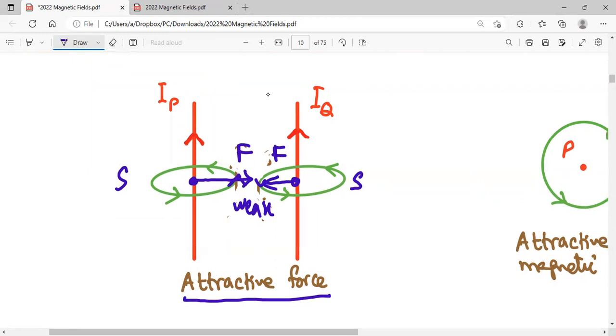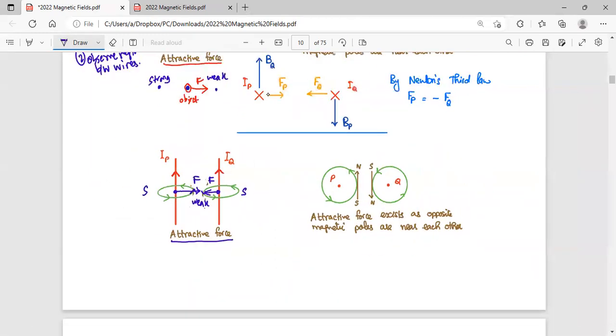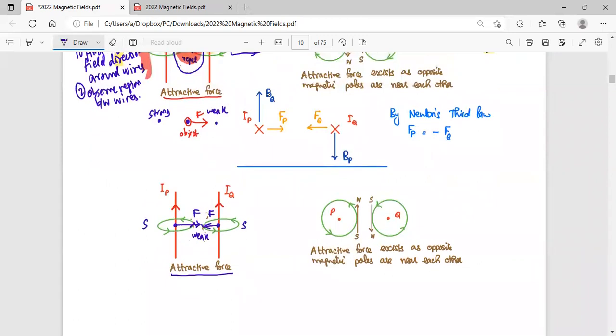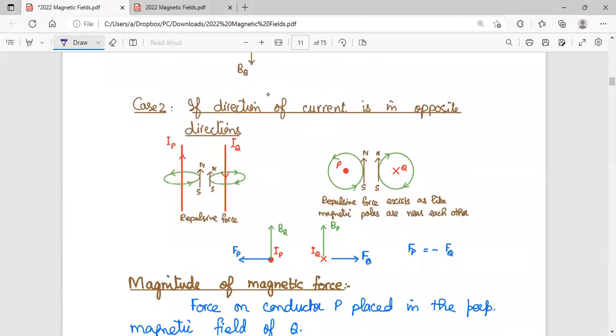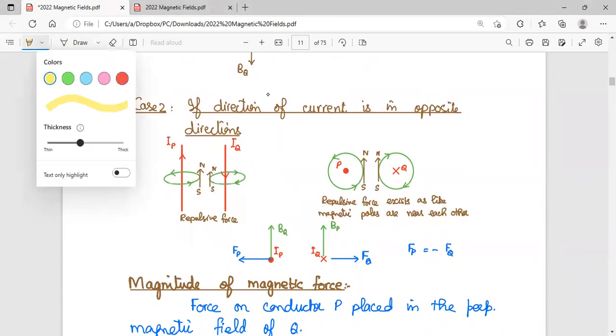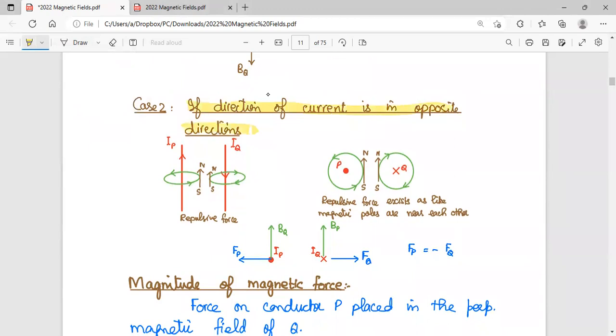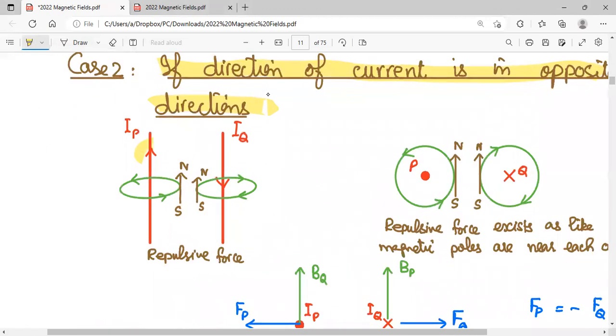So we can conclude one thing from here, that if there are two parallel current carrying wires and the current is flowing in the same direction, then the wires are going to attract each other. And the same is the case when the current is moving in the opposite direction. So when current is moving in opposite direction, like one is up and one is down, you just draw the magnetic field around them, and then you observe the middle region.